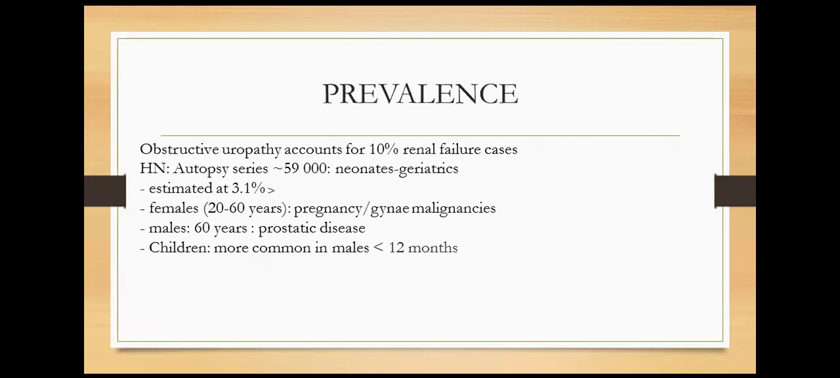In terms of how prevalent this is, the data we have indicates that obstructive uropathy accounts for about 10% of renal failure cases. In an autopsy series of approximately 60,000 cases, from neonates to geriatrics, about 3.1% were found to have unilateral or bilateral obstruction, with a predominance in females of pregnancy age and those with gynecological malignancy. The age group tends to be 20 to 60 years, and in males it is more prevalent in 60-year-olds owing to prostatic disease or bladder outlet obstruction of any sort.